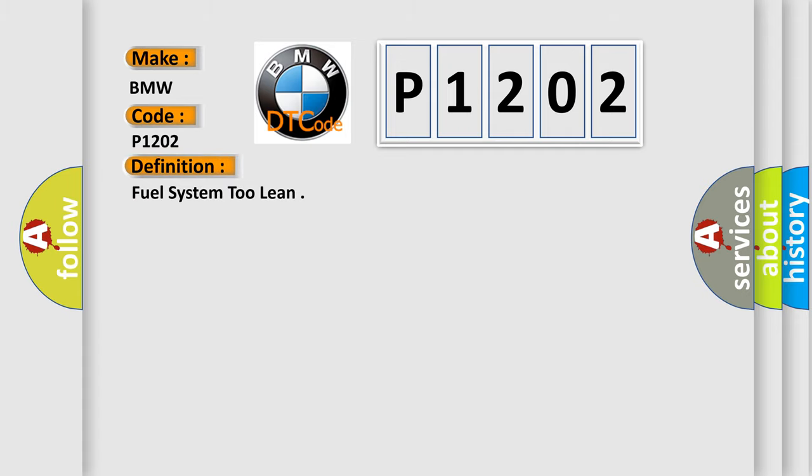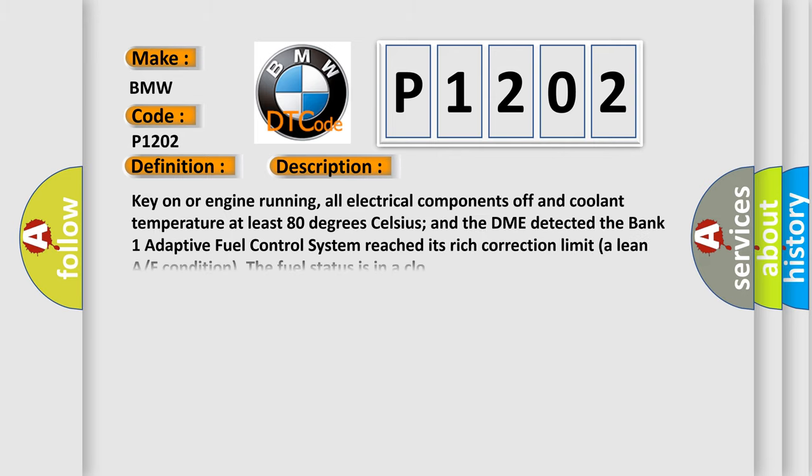The basic definition is fuel system too lean. And now this is a short description of this DTC code. Key on or engine running, all electrical components off and coolant temperature at least 80 degrees Celsius, and the DME detected the bank 1 adaptive fuel control system reached its rich correction limit, a lean air-fuel condition. The fuel status is low.